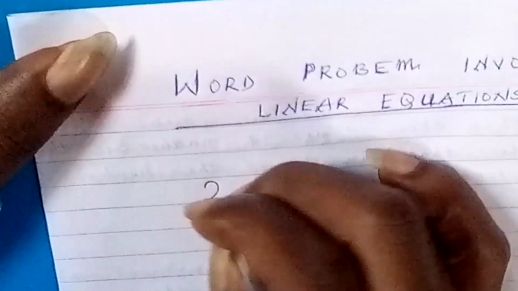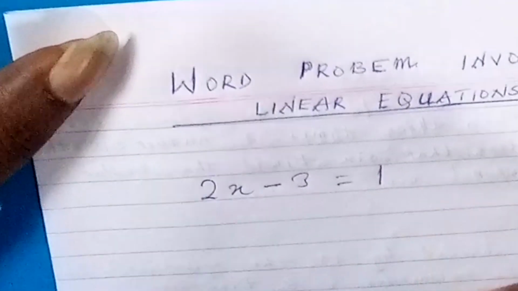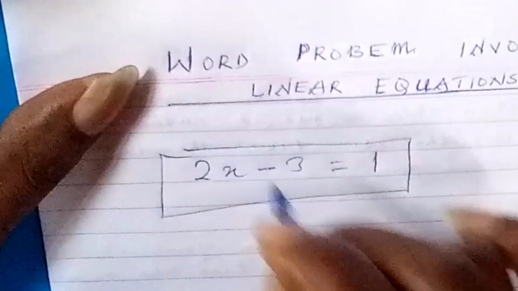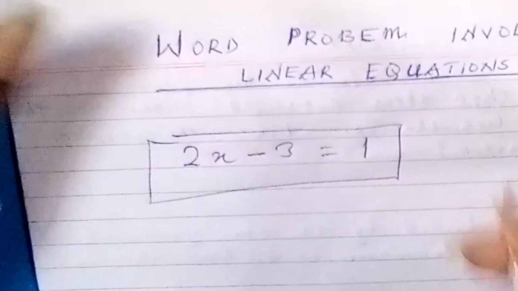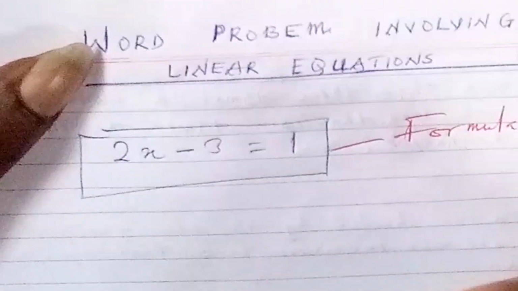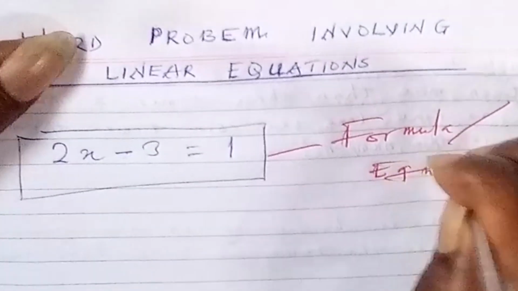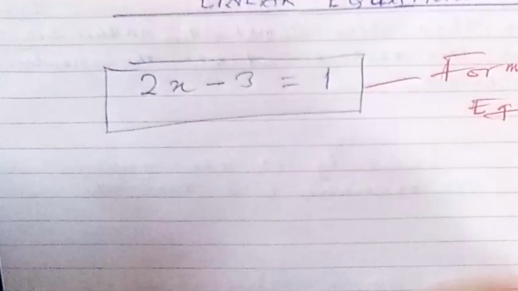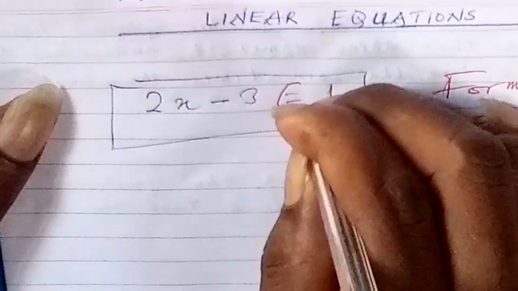In our previous lesson on linear equations, I made it clear that if you have, let's say, 2x minus 3 is equal to 1, then in this case the entire expression is known as a linear equation. You can also call it a formula. Why are we saying it is a formula or equation? Because it has a coefficient and a variable as well as an equal to sign.